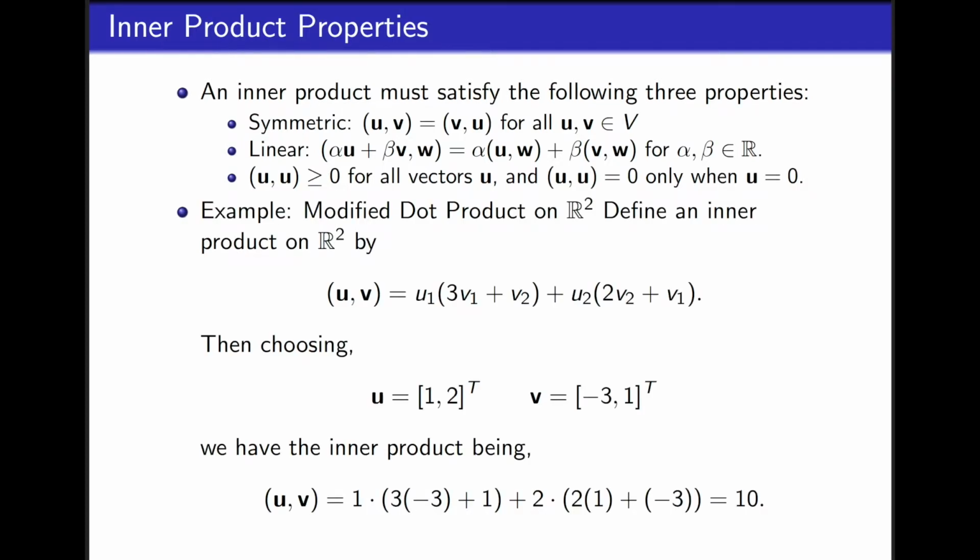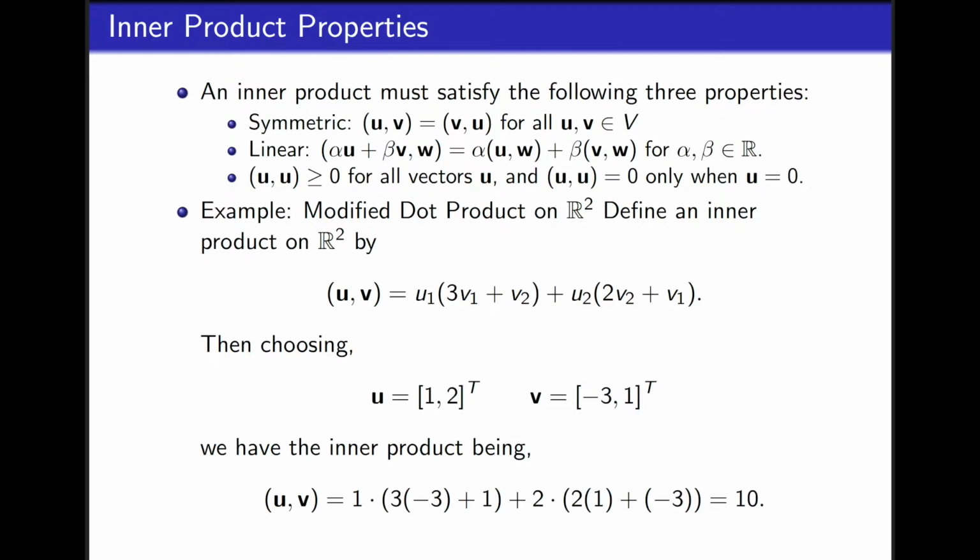As an example, let's consider a modified dot product on R2. Consider these two vectors u and v. We define an inner product on R2 by the following rule. This has some similarities to the dot product, but is obviously different. If you are unsure if this inner product function satisfies the three properties, then feel free, take a minute to check them for yourself. It's not terribly difficult. Using this inner product, we see that the inner product of u with v is equal to 10.